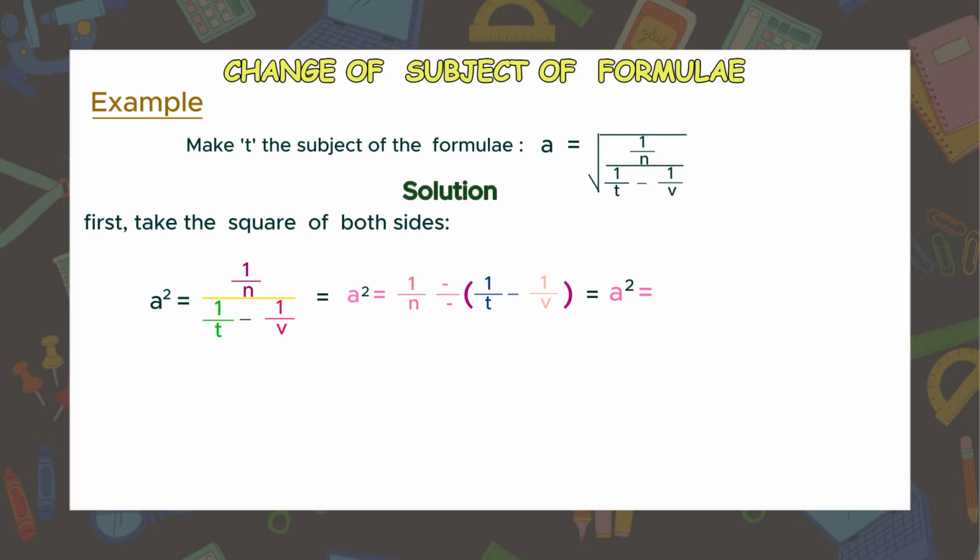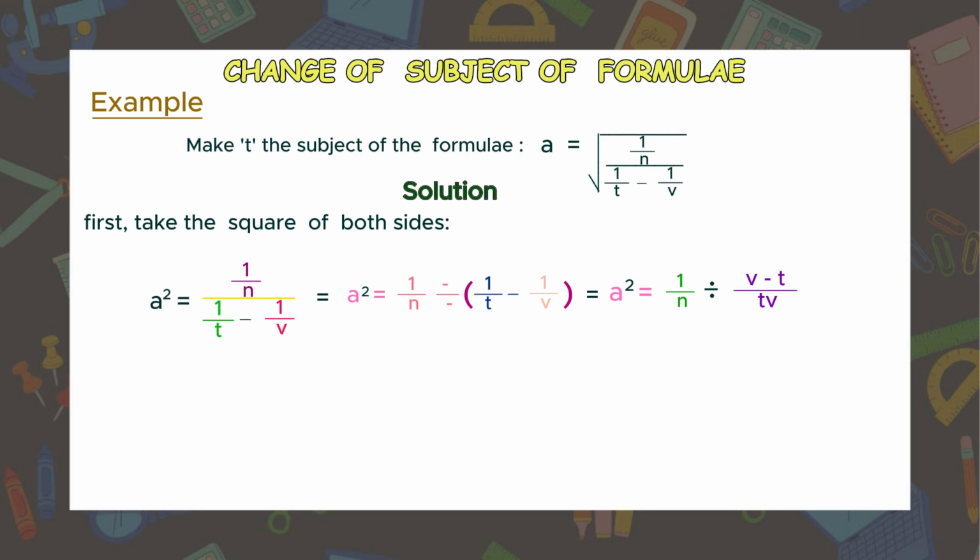So a squared is equal to 1 over n divided by, what do we do here? We take the LCM, and the LCM is TV. If the LCM is TV, T into TV we have V, V multiplied by 1 is V. Minus, V into TV we have T, T multiplied by 1 is T.